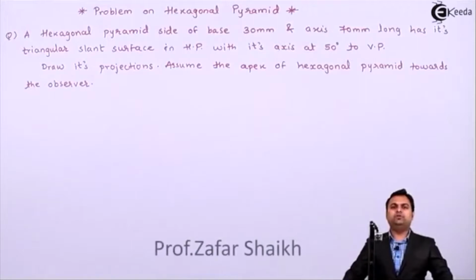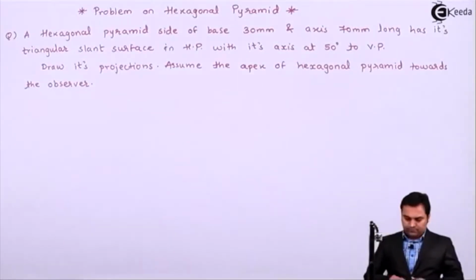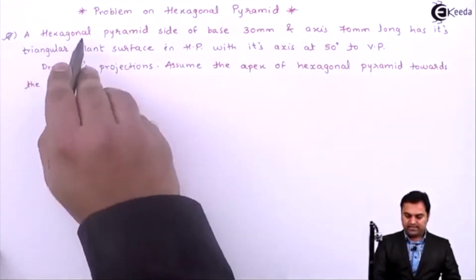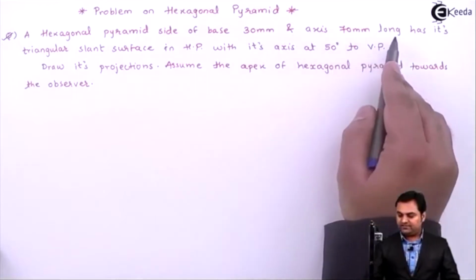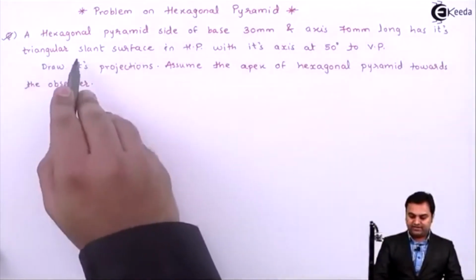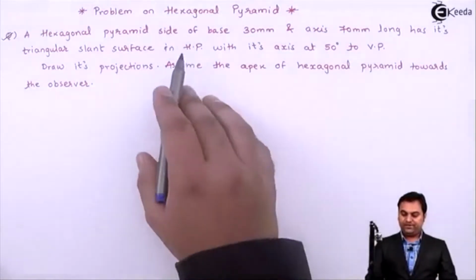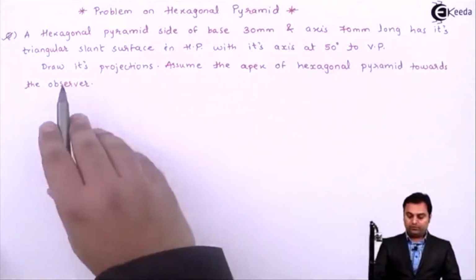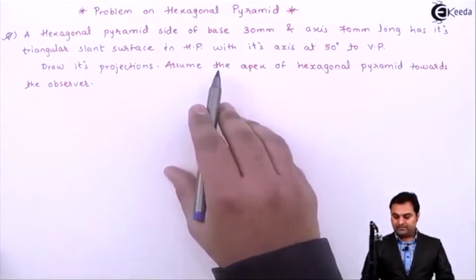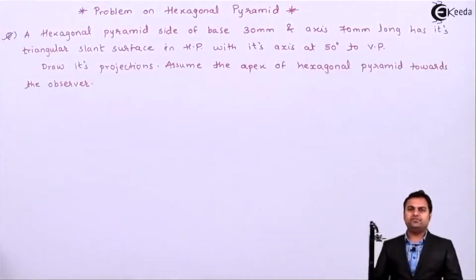We will see a problem on hexagonal pyramid. Here is the question. A hexagonal pyramid, side of base 30 mm and axis 70 mm long, has its triangular slant surface, which is called a triangular face, in HP with its axis at 50 degrees to VP. Draw its projections. Assume the apex of the hexagonal pyramid towards the observer. So this is the question in front of us.